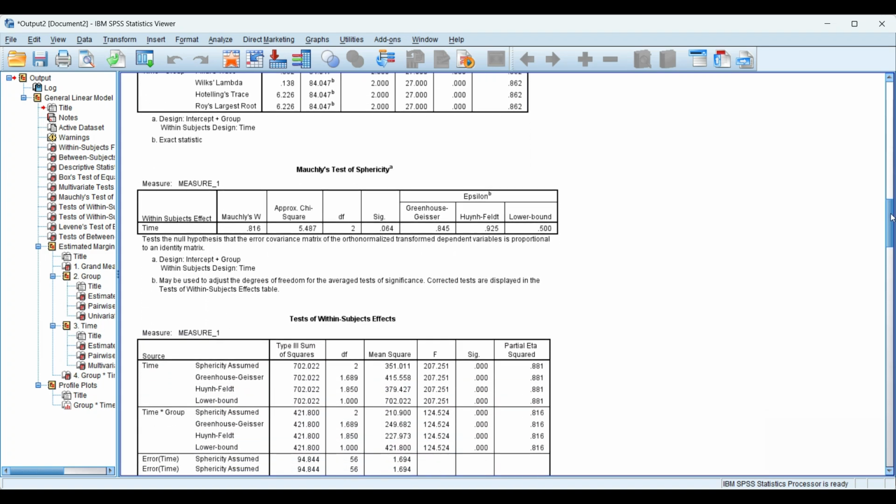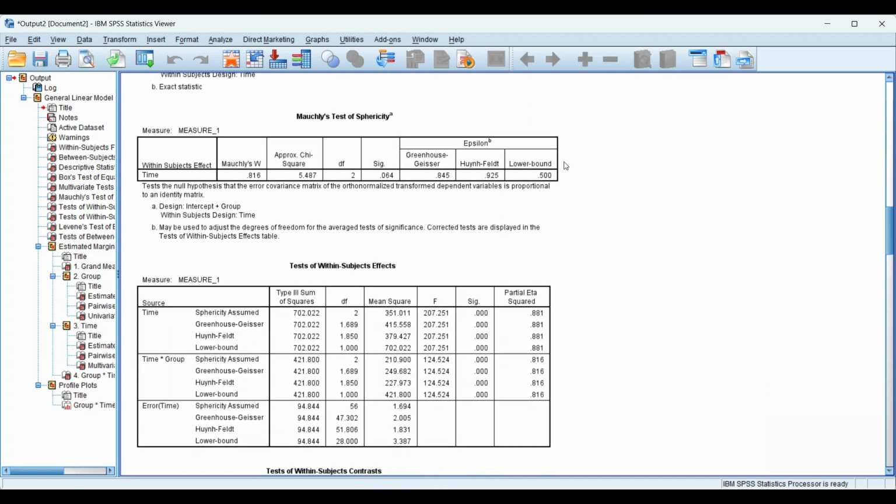Okay, now we come to Mauchly's test of sphericity. Mauchly's test of sphericity was not significant. As you can see, the value of p is higher than 0.05. So it indicates that the assumption of sphericity was met. Therefore, the sphericity assumed results were used for interpreting the repeated measures ANOVA. So this is good for our further analysis.